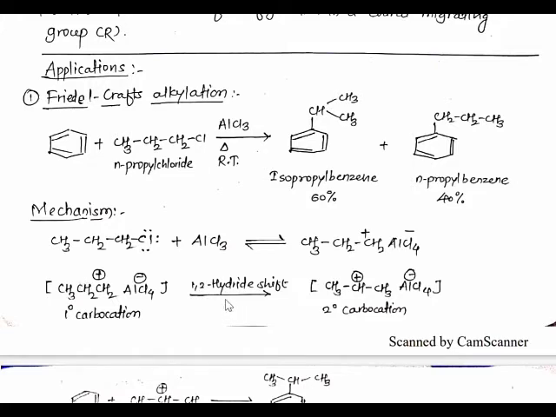As per this 1-2 hydride shift, we are going to do a 1-2 hydride shift. After shifting, the positive charge will be on this carbon, and now this carbocation is a secondary carbocation. As the secondary carbocation is more stable, the product from this carbocation will be more, right?